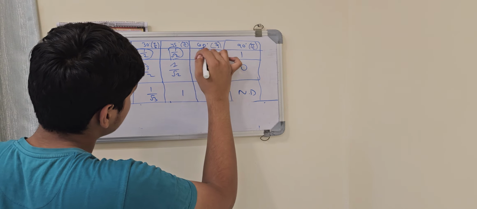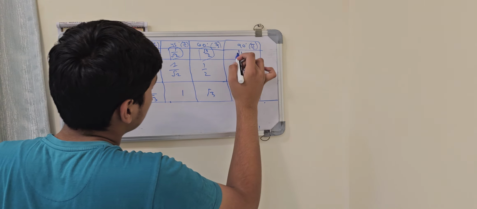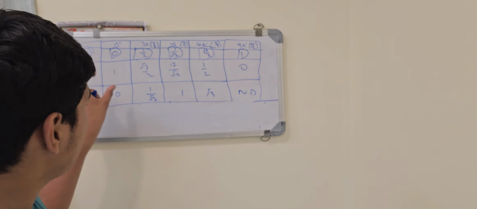Okay, if you see at 60 degrees, it is root 3 by 2. If you check at 90, that is 1. Okay, very simple. These are just the values you have to put.